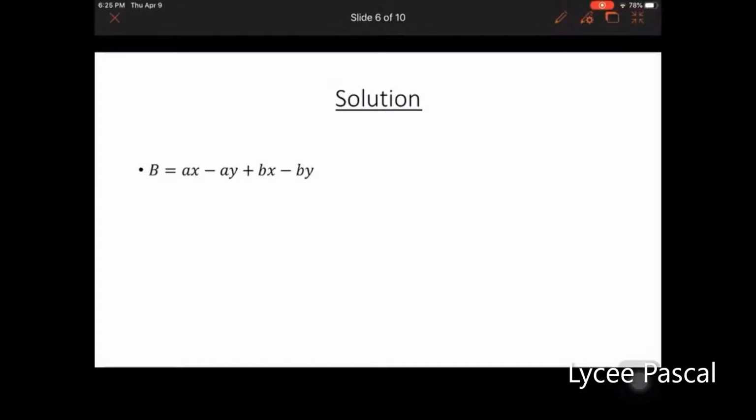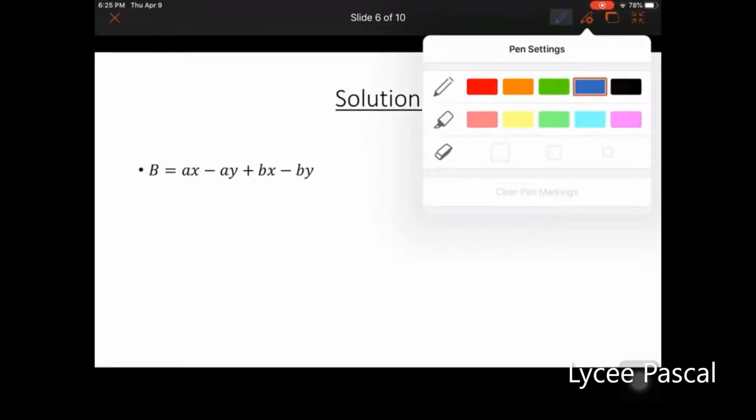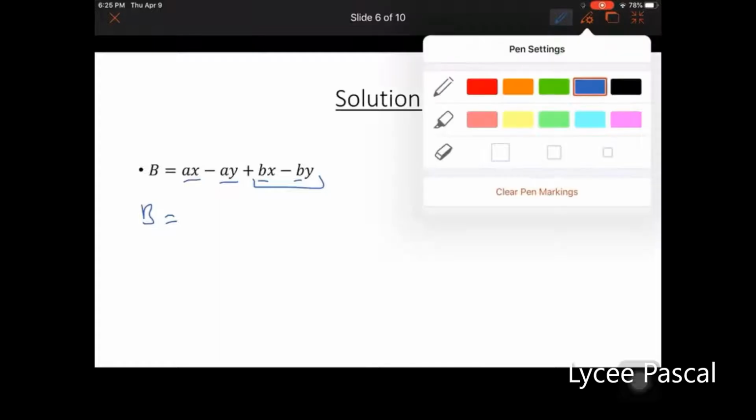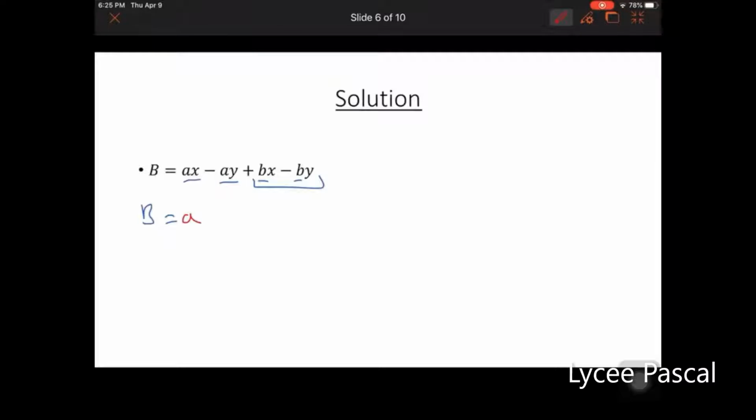Okay, so if we take this first element as a common, a into x minus y, plus, and in the secondary grouping, if we take b into x minus y. So as you see here, we get an expression formed of two terms.